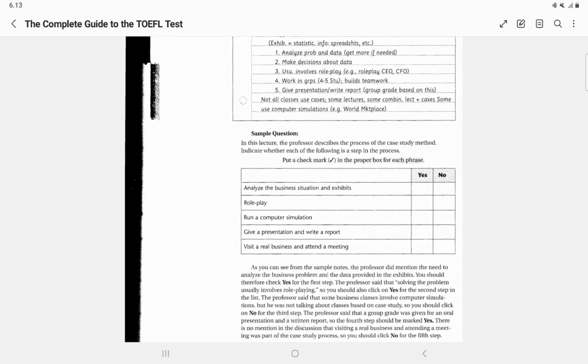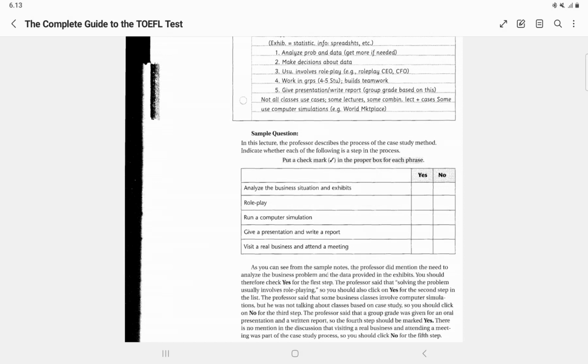The professor said that solving the problem usually involves role playing, so you should also click on yes for the second step in the list. The professor said that some business classes involve computer simulation, but he was not talking about classes based on case study, so you should click no for the third step. The professor said that a group grade was given for an oral presentation and a written report, so the fourth step should be marked yes.